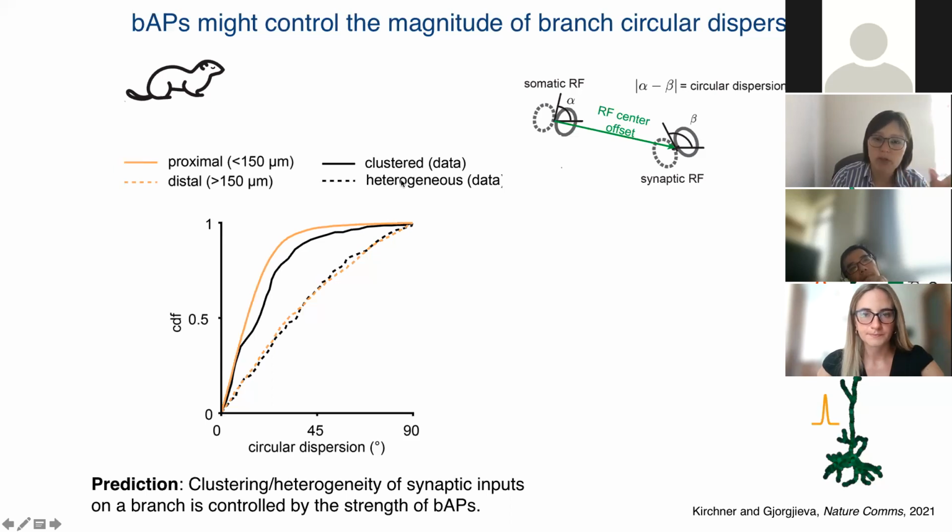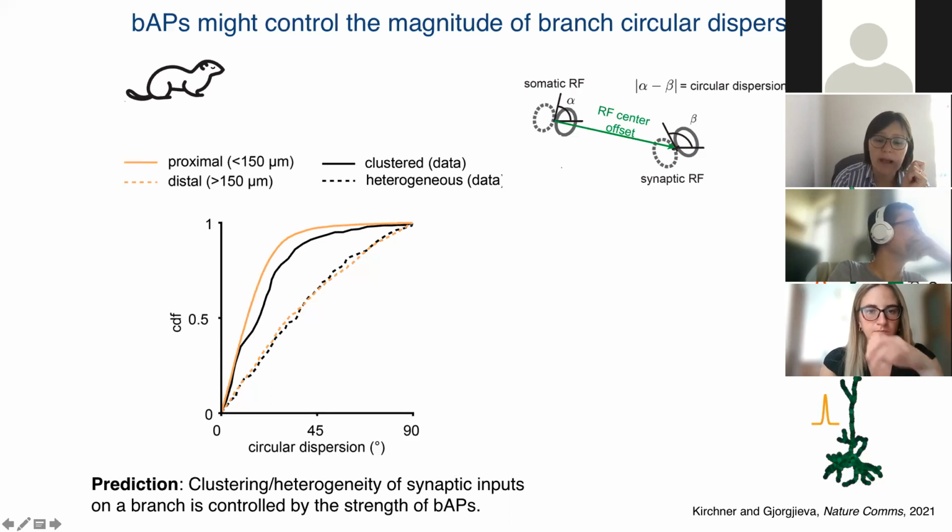To visualize this division, they plotted the cumulative density function as a function of circular dispersion, which is basically the difference in orientation between the synaptic input and the soma. This is how they define these clustered and heterogeneous branches. In the clustered ones, you really see clusters, so you have a lot of inputs that share the same orientation. That's why the circular dispersion is low. Remember, the dispersion is just the difference in the orientation. And in the heterogeneous ones, the CDF, the cumulative density function, is much flatter, meaning you just have almost random orientation of nearby synaptic inputs.